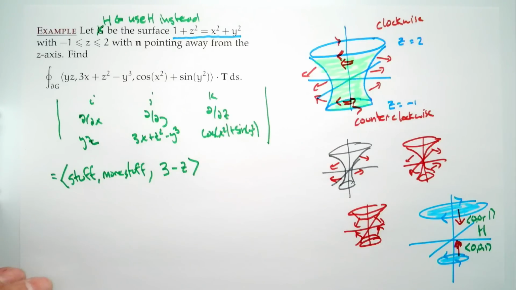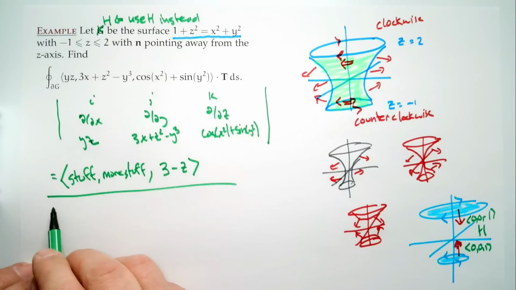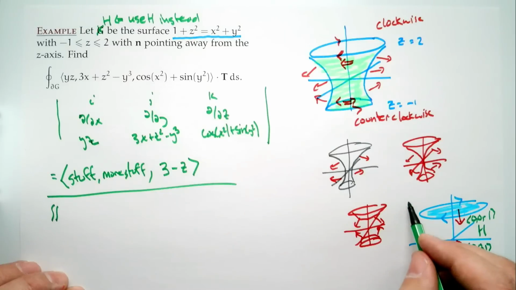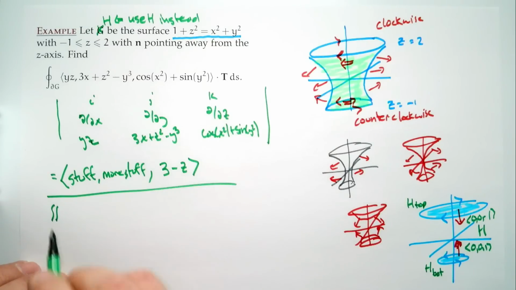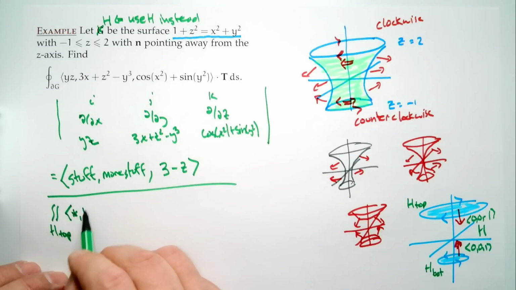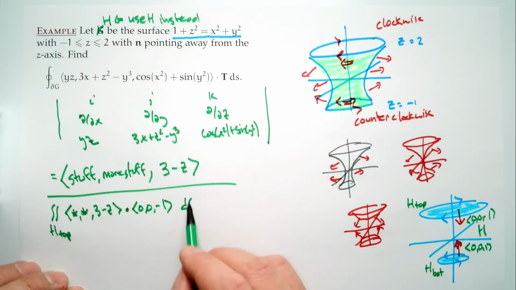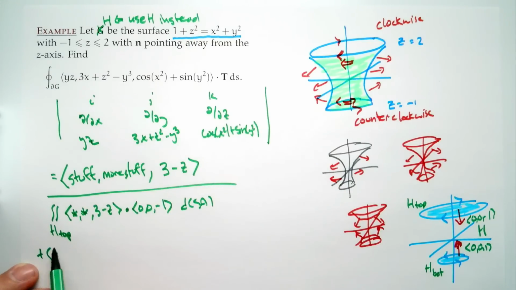All right. So here we go. We're going to see that this is the integral. Let's probably split this up into two cases. We'll call this H bottom and H top. Okay, so this is the integral over H top of our stuff, more stuff, 3 minus z dot 0, 0, negative 1 dS. And we're going to add to that the integral on H bottom. Again, something, 3 minus z dot 0, 0, 1.